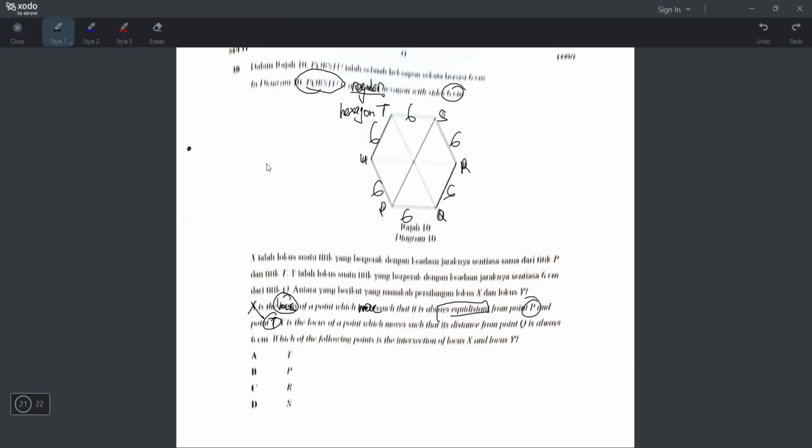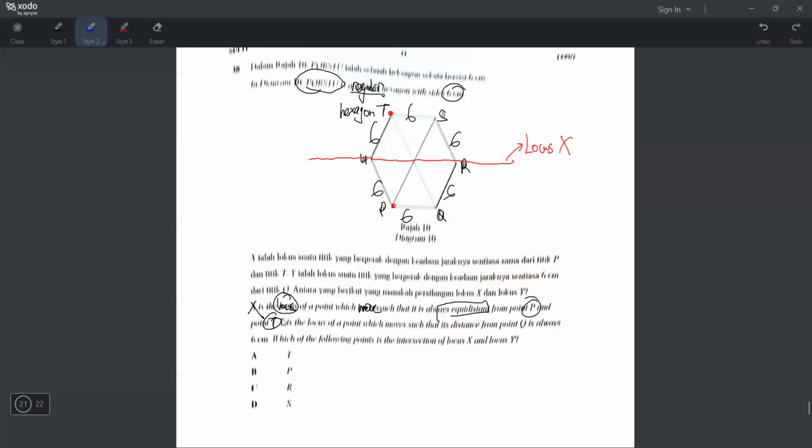So can we draw the locus now? Let's use red color pen. So where is your locus X? Equidistant from P and T, right? So P is this point, T is this point. So the line that cut in middle, it will be this line. This is your locus X, right? This is how you draw locus if you want to draw equidistance between 2 points. Okay, the next one.